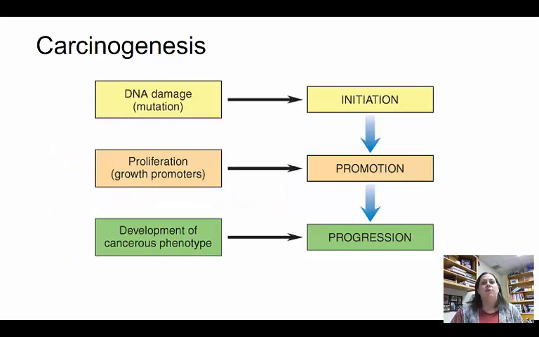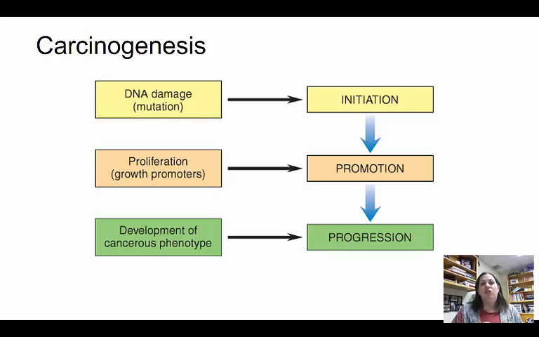Carcinogenesis is the process or formation of cancer, and this takes place in 3 main steps. The first is called initiation. Initiation is when there has been damage to the DNA, which causes a mutation to occur. Mutation is any change. Depending on the amount of changes, it goes into promotion. Promotion is the proliferation, the growth of promoters, which continues to have those cells divide more uncontrollably, creating again the beginning of that tumor.